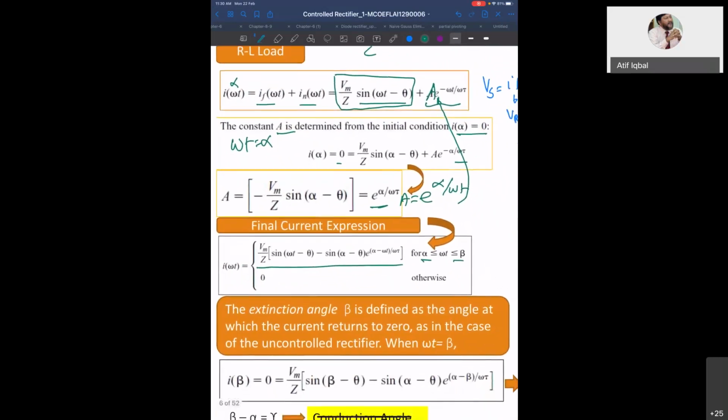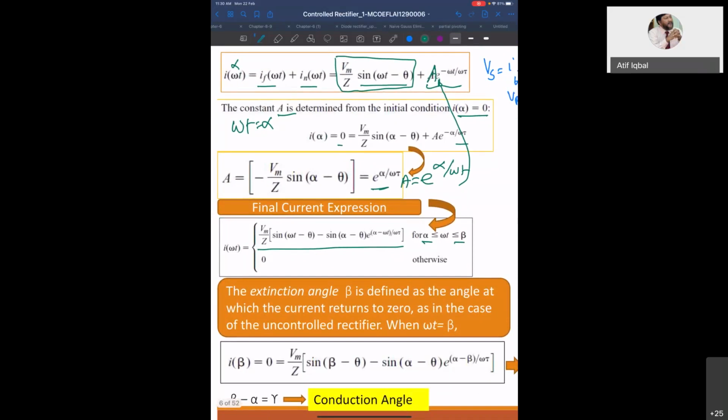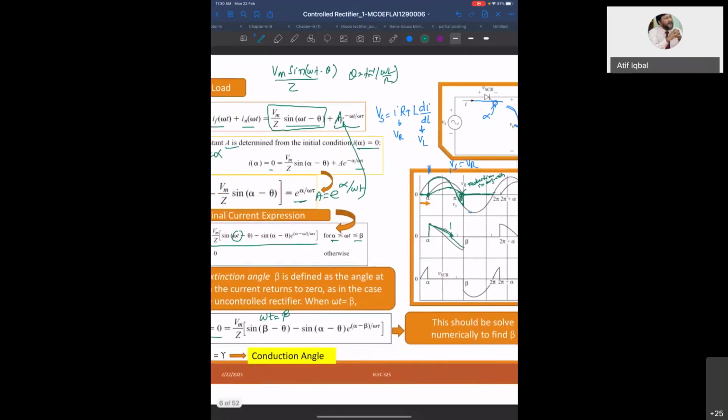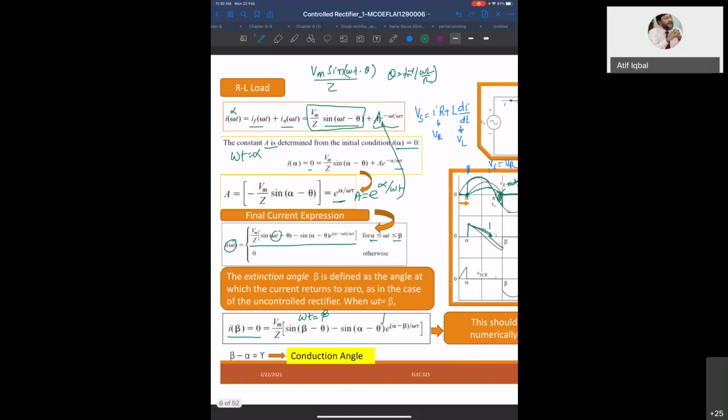Now how to calculate beta? At beta, the current becomes 0. So you put I beta equal to 0, and in place of omega t you put beta. You get this expression. Now you have to solve this equation using a numerical method to get the value of beta. Now beta minus alpha is defined as the conduction angle.